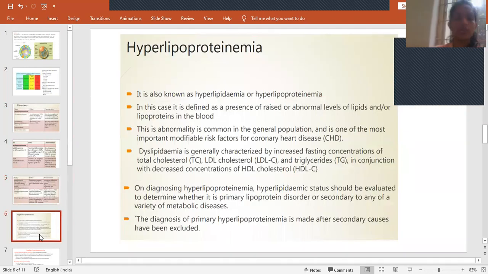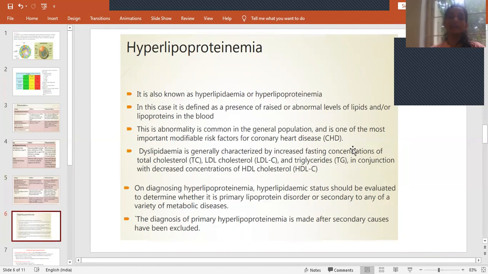And then the hyperlipoproteinemia explanation is here. It is also known as hyperlipidemia or hyperlipoproteinemia. It is defined as the presence of raised or abnormal levels of lipids or lipoproteins in the blood. This abnormality is common in the general population, and it is one of the modifiable risk factors of coronary heart disease.